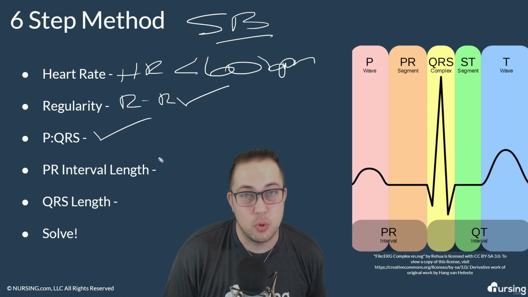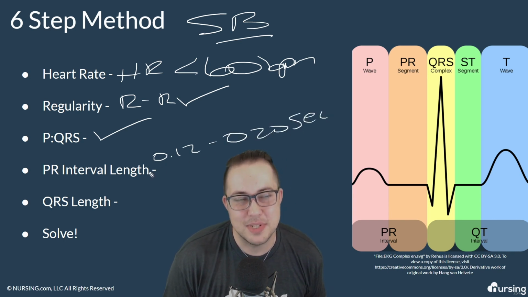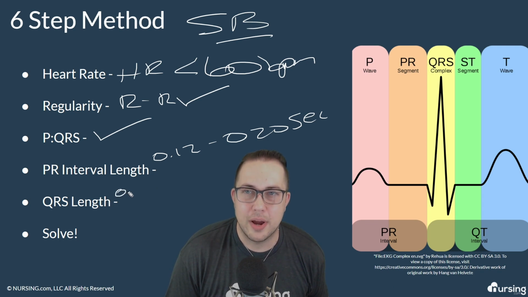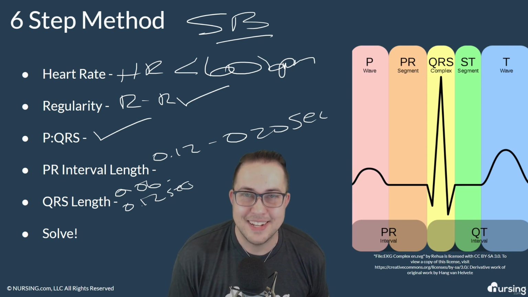PR interval length, we'll recall that the normal is 0.12 to 0.20 seconds, and that is indeed what we will see with sinus bradycardia. And then a normal QRS length is 0.06 to 0.12 seconds. And this is also what we will see in sinus bradycardia. Now, let's actually take a look at a practice exam question and go from there.